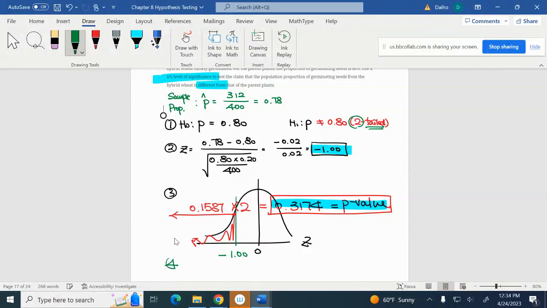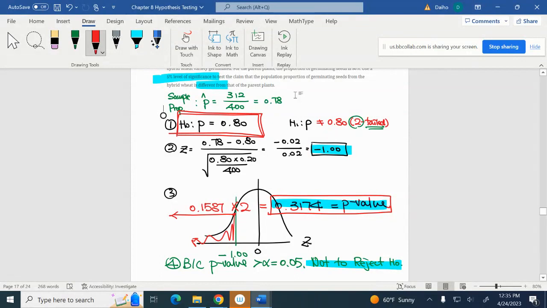So step 4, because the p-value is bigger than alpha, which was 5%, so not to reject H0. Now, not to reject H0. Which one should I take? H0.